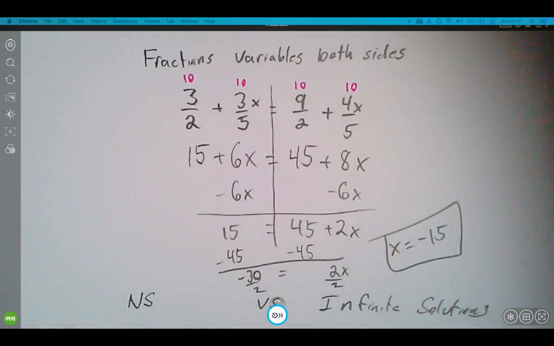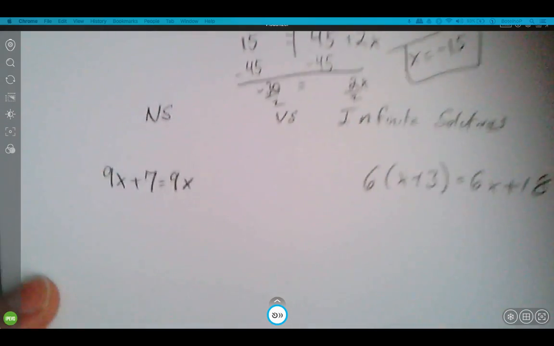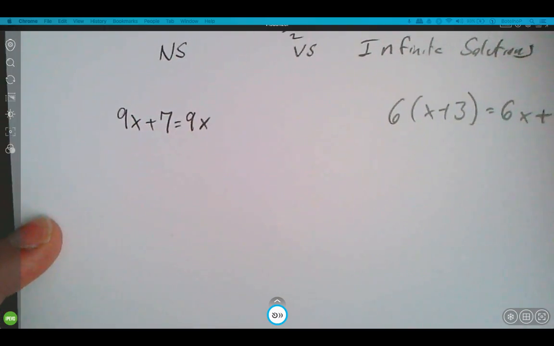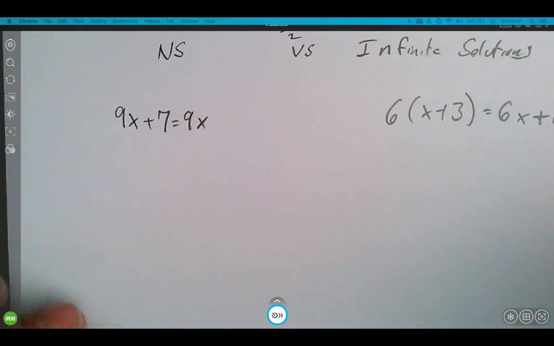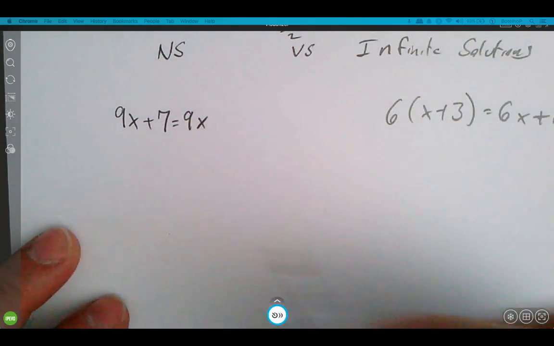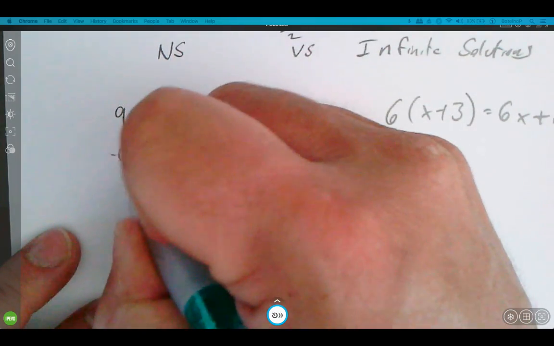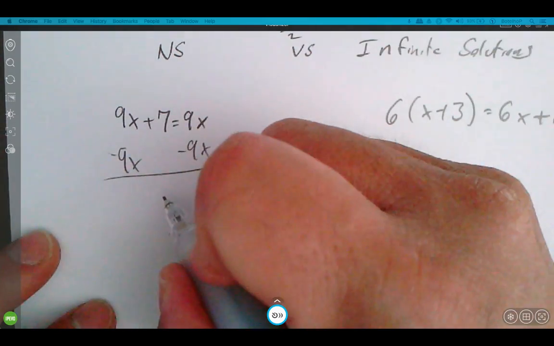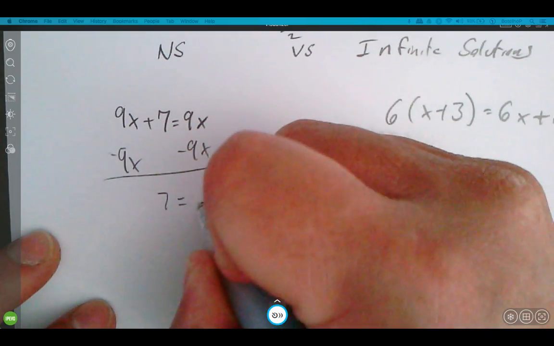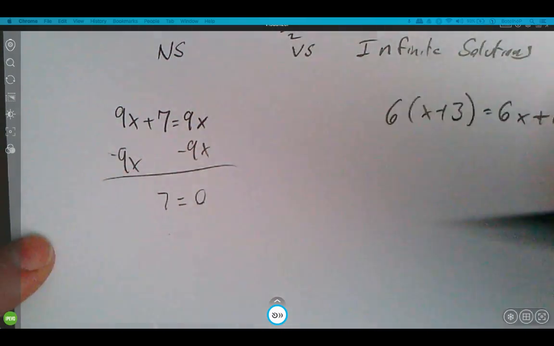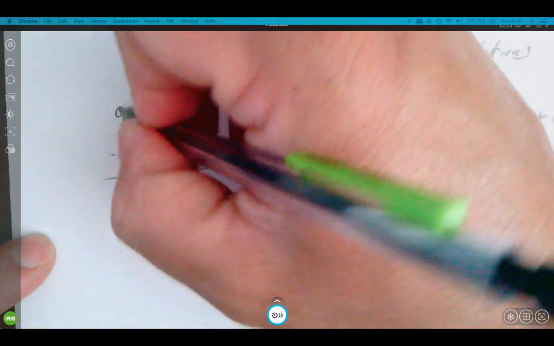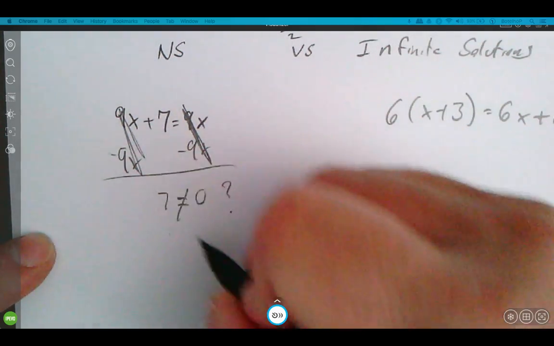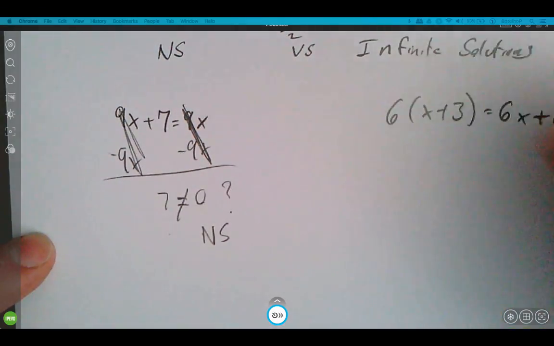So again, clearing fractions, variables on both sides. Then we had no solution versus infinite solutions. Some of these will come up in the 10 problems you do today, so I want you to look at the difference between the two. For no solution, when you subtract 9x on both sides here, because it's the same variable on both sides, you're left with something weird like 7 equals 0. So again, this cancels and this cancels, so you're just left with 7 equals 0. That's not possible. It's not true, so you put no solution.